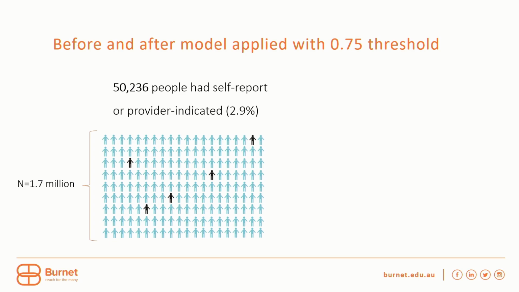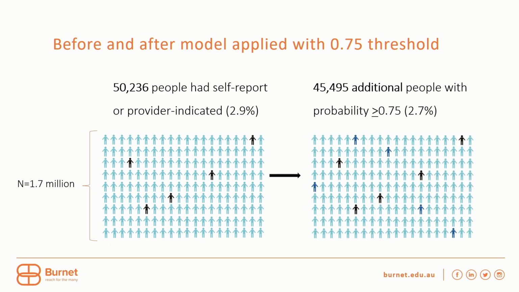So the Access database has medical records for 1.7 million people over a 20-year period. And using the 3 initial variables, we can find 50,236 people who've either had a self-report or provider-indicated IDU. So it's about 2.9% of the total cohort. And then when we apply the model, counting only those with a 0.75 threshold, an additional 45,495 people were located that are highly likely to have injected drugs.